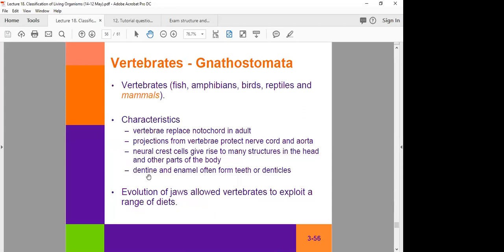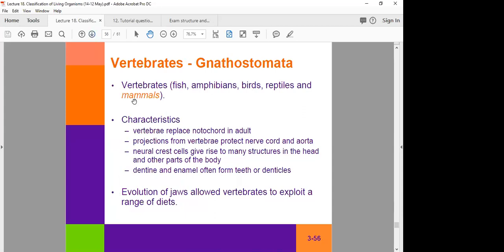And another characteristic is the formation of dentine and enamel to form teeth or denticles. It sounds very odd for birds to have teeth or denticles, but they do, as young embryos, they do have little teeth buds that never develop into teeth, but they have the starting of those teeth. So I suppose that's why they fit this group.